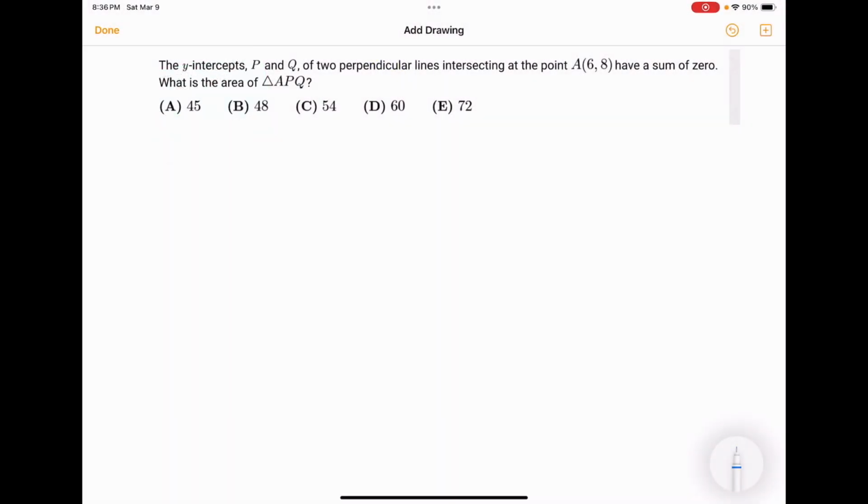The problem states the y-intercepts P and Q of two perpendicular lines intersecting at the point A (6, 8) have a sum of 0. What is the area of triangle APQ?